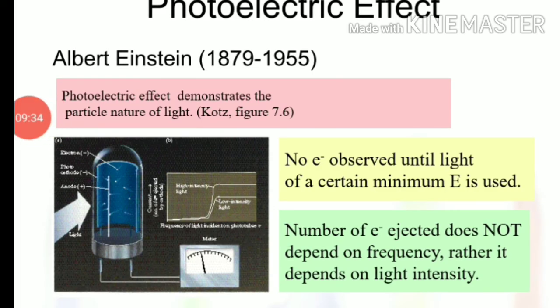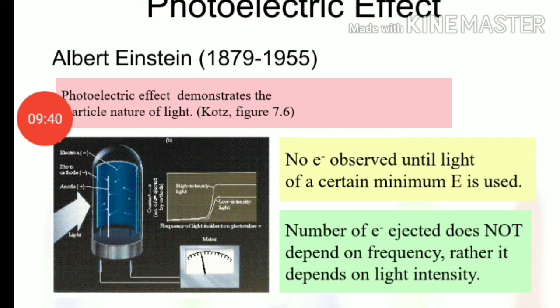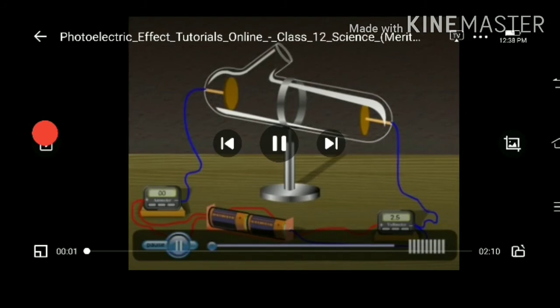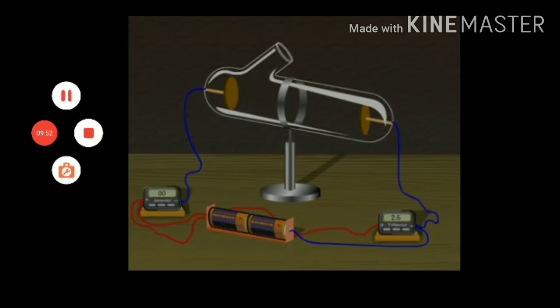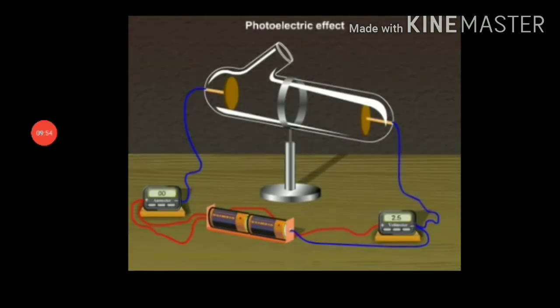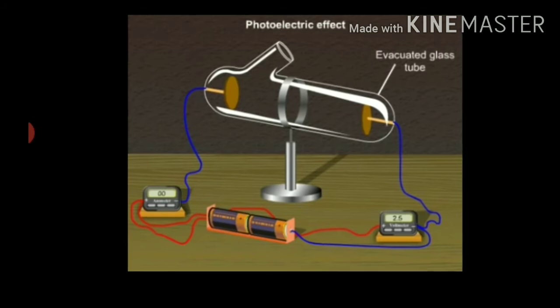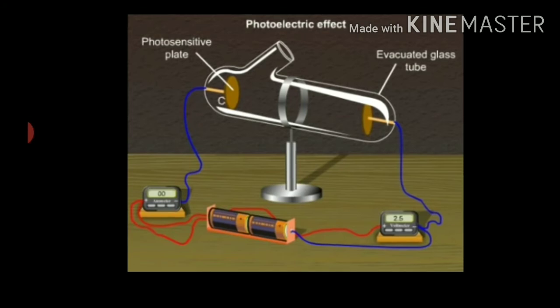Let us see a video explaining the photoelectric effect. You see this setup on the screen? This is meant for an experimental study of the photoelectric effect. I hope you have some idea of the photoelectric effect. Now, as you can see, it has an evacuated glass or quartz tube having a photosensitive plate. Let me label it as C. This is known as the emitter. And there is another metal plate A, which is known as the collector.